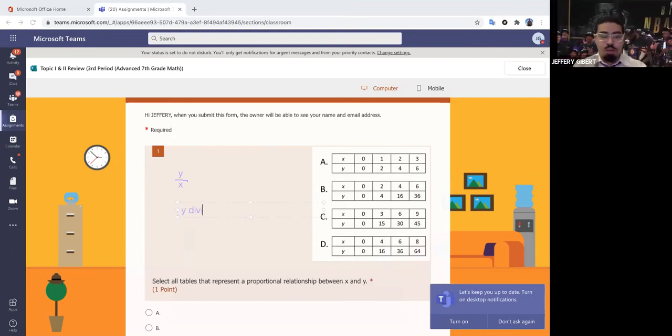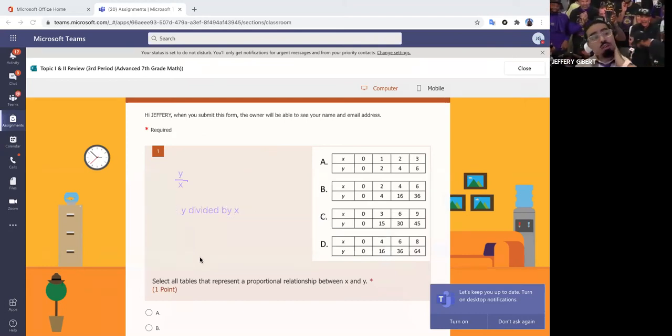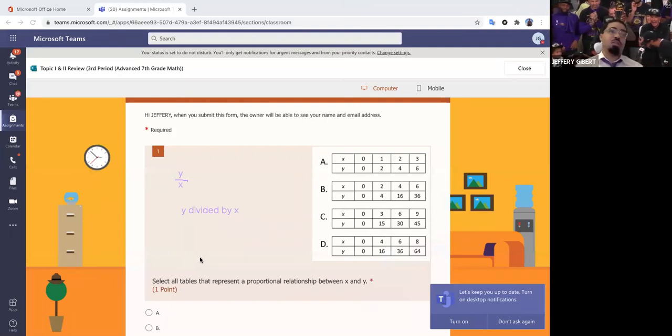So Y divided by X. And we got to work on our pace. So that's why I'm only giving us like 2 minutes, because this question shouldn't take like 5 minutes to do.